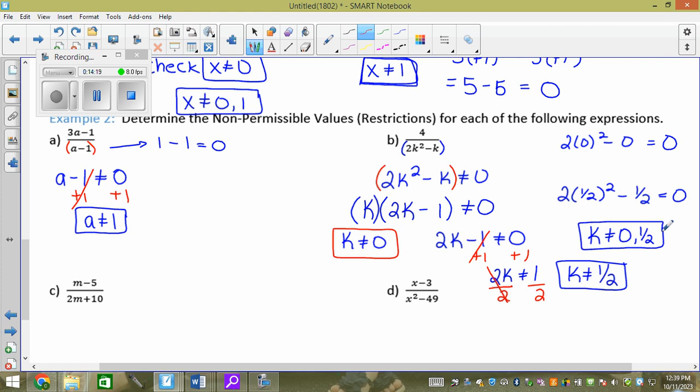Sometimes they ask you to explain why they can't. Well, they can't because if k equals 0 or k equals a half, and I plug them into my rational expression, my denominator would be 0 and I can't divide by 0, right? That's the reason why you have non-permissible values.